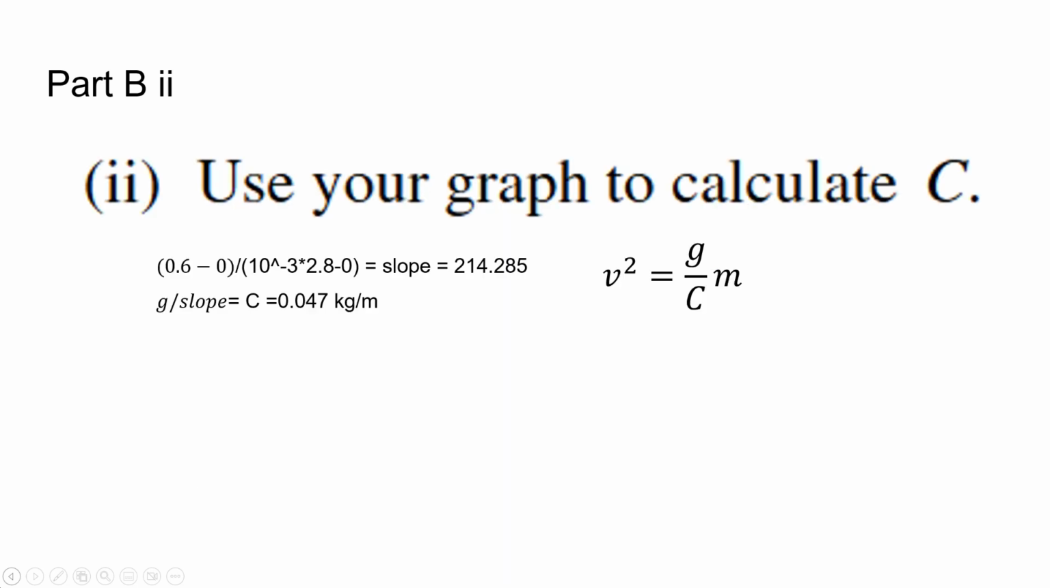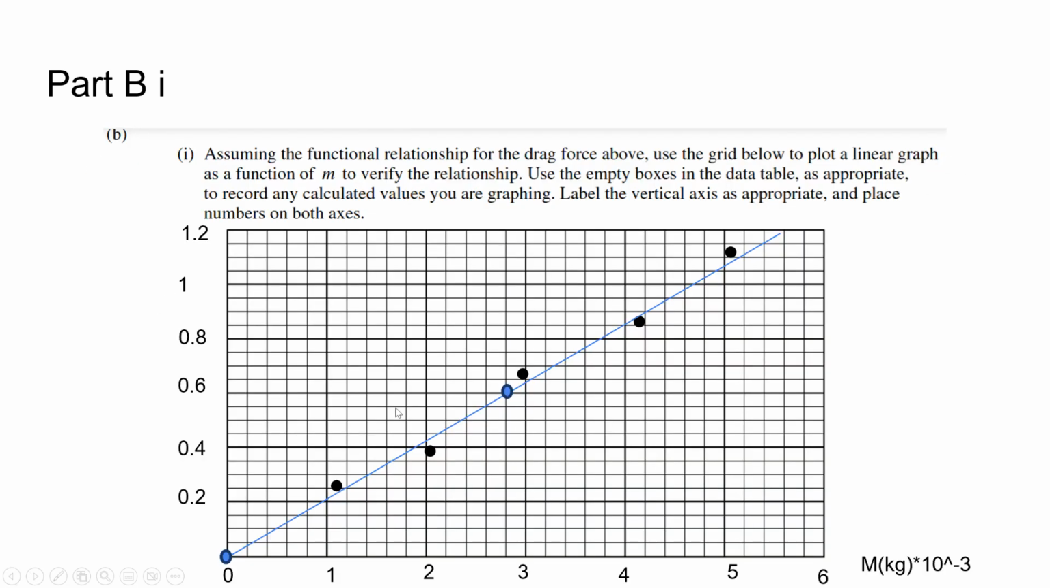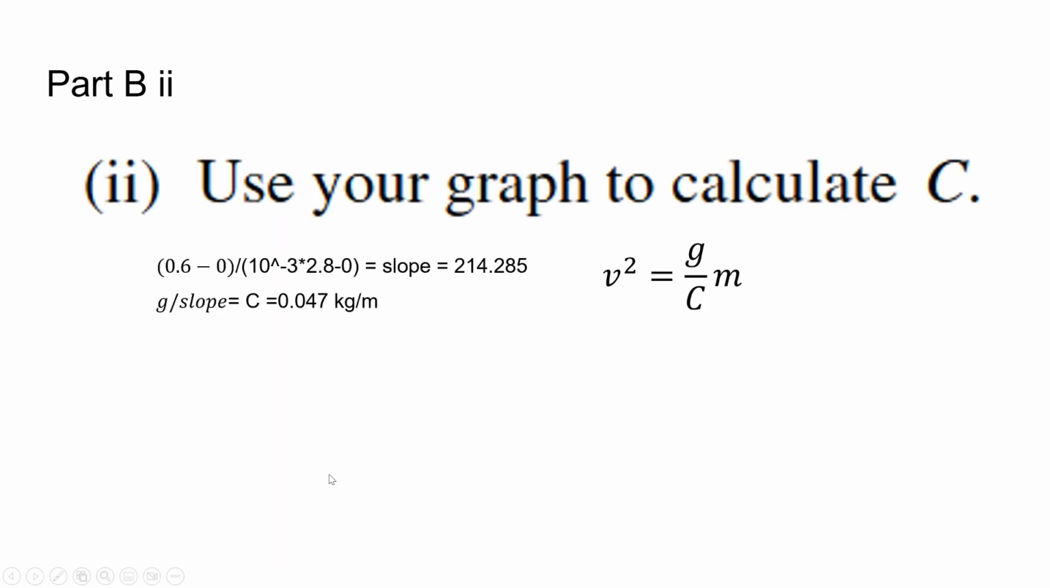Use your graph to calculate C. So first, we would choose 2 points. I chose 2.8, 0.6, and 0, 0. And you would calculate the slope, which I found to be 214.285. And based on our equation, we know the slope is going to be equal to g over c. So when we cross multiply, we get g over the slope is equal to c. So c would be 0.047.